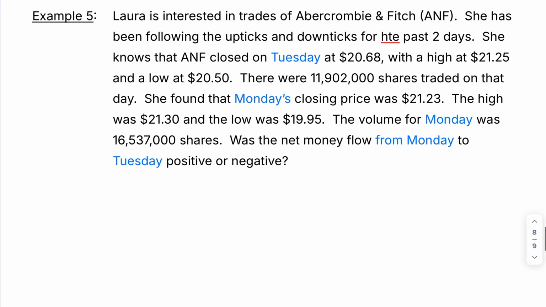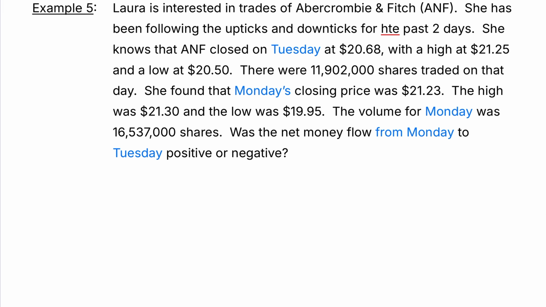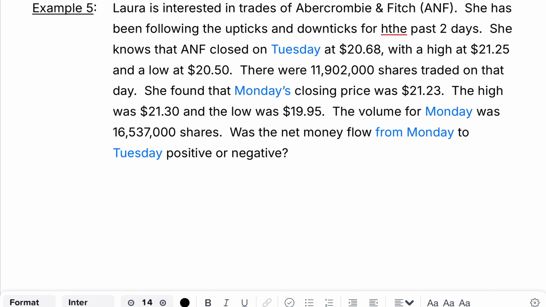All right, so let's take a look at this particular example. Laura is interested in trades of Abercrombie and Fitch, and their symbol is ANF. She has been following the upticks and downticks for the past 2 days. Again, my apologies for the misspelling here.